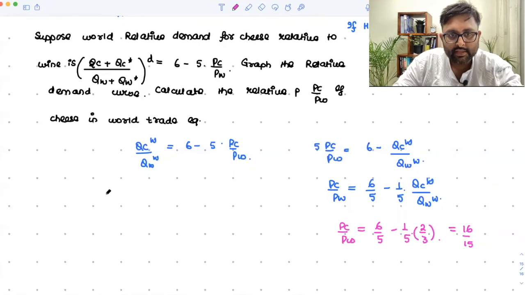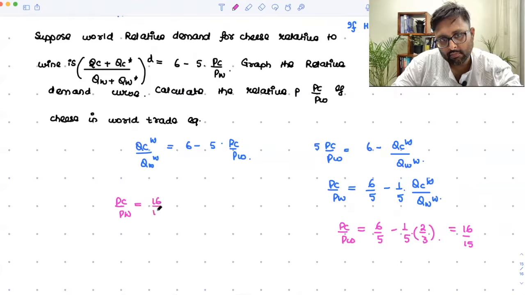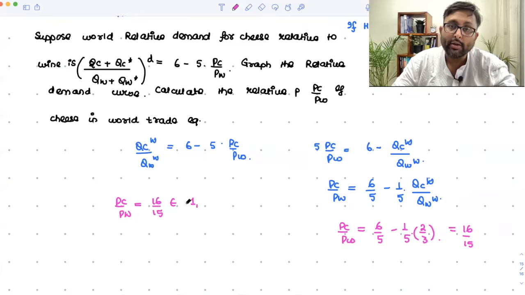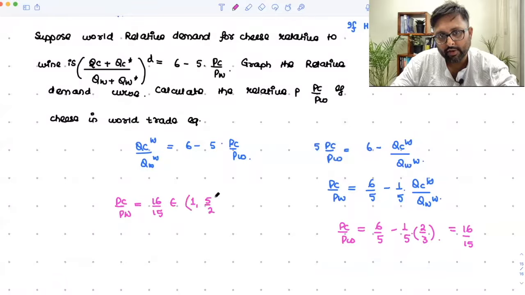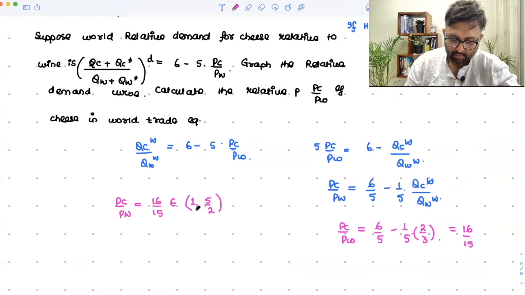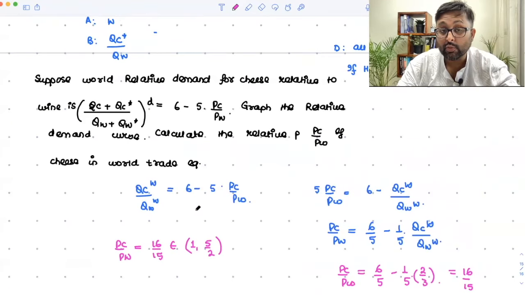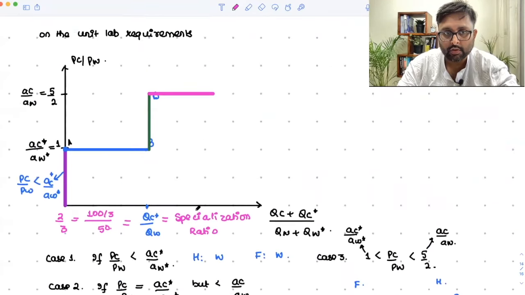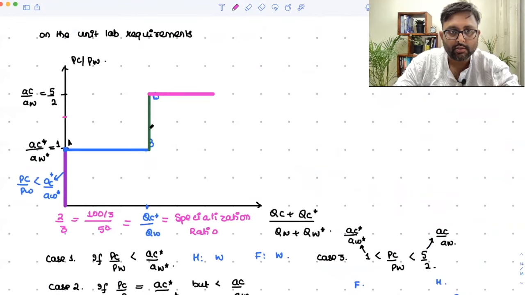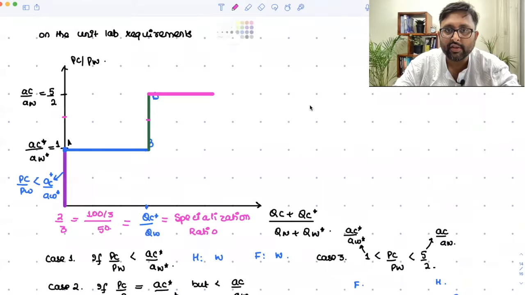And this PC by PW is equal to 16 by 15. This is lying between the autarky price ratios. You remember that? 1 and 2.5. It is greater than 1, but it is less than 2.5. So this is what my free trade price ratio is. It is going to be somewhere in between this.